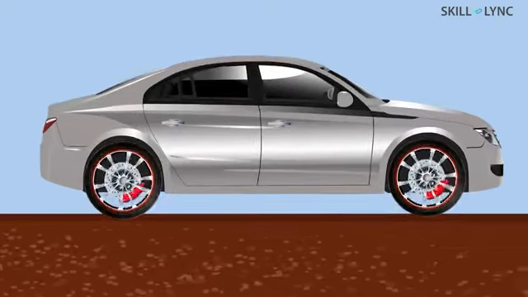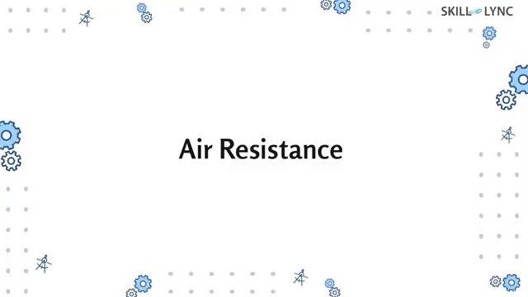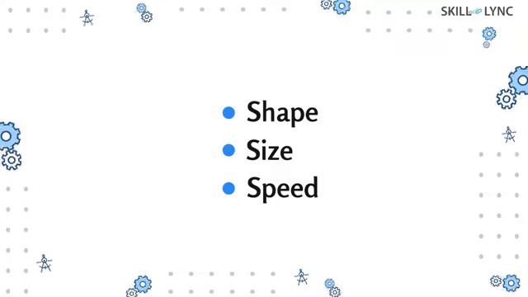The next one is the rolling resistance that occurs between the wheels and the road. It depends on the vehicle's speed and the road and tire characteristics. Then, the most important of all the three is the air resistance. This is the resistance offered by the air to the vehicle motion, and it depends on several factors like shape, size, and speed of the vehicle.